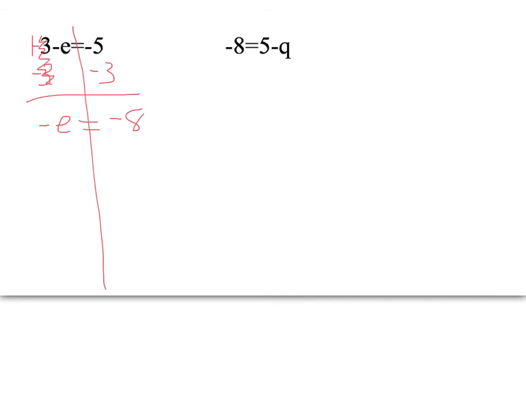Similar to the last problem, this negative e is the same as a negative 1 times e. The opposite of times is divide, so to get rid of that negative sign, you divide by negative 1, leaving us with a positive e and a positive 8.